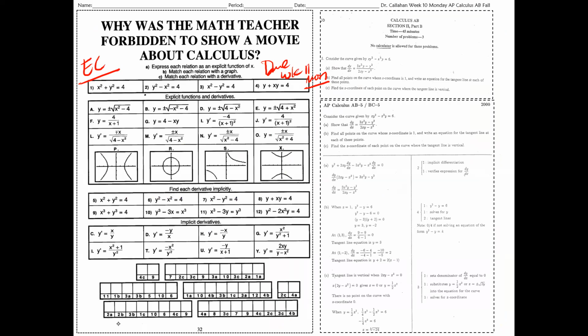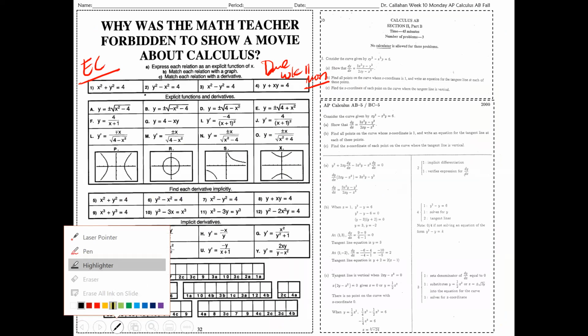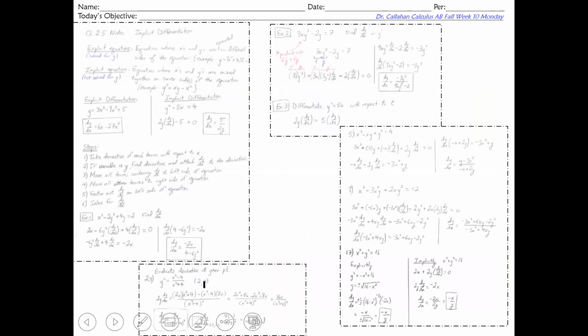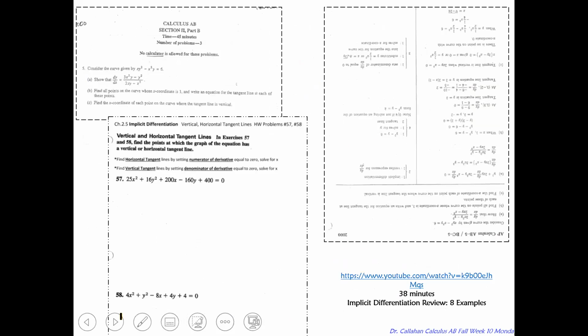Then, if you have time, go ahead and work on the calculus puzzle, why was the math teacher forbidden to show a movie about calculus. You have the questions 1, 2, 3, 4 right here, 5, 6, 7, 8, 9, 10, 11, 12. So 12 questions, and the answers are shown to you, so give that a try. And then I have a few additional questions right here, also on implicit differentiation from the textbook, along with the steps that are included. Make sure you give those a try as well.